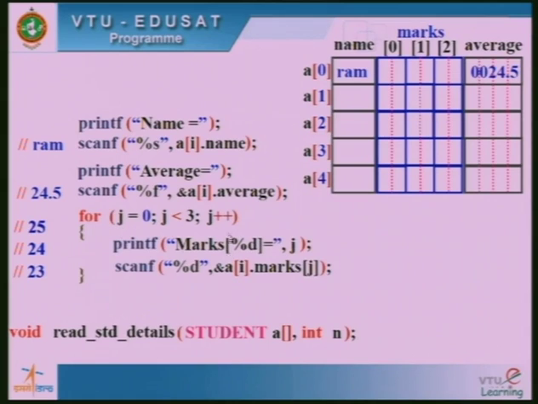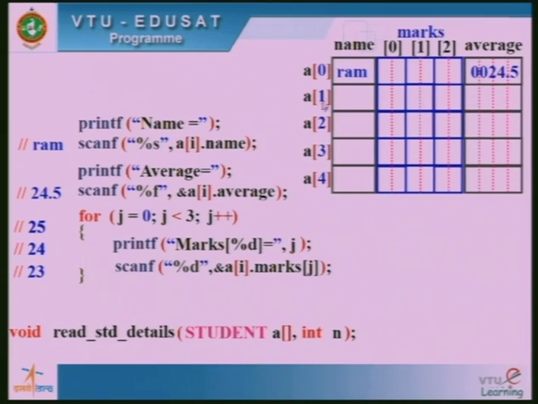Okay. Now, if you observe, how many parameters are passing for the function read student details? 2 parameters are passing. One is a and another n. a here corresponds to a here, n here corresponds to n here. So apart from a and n, think of what other variables you are using here. Apart from a and n, we use which variable? i here.